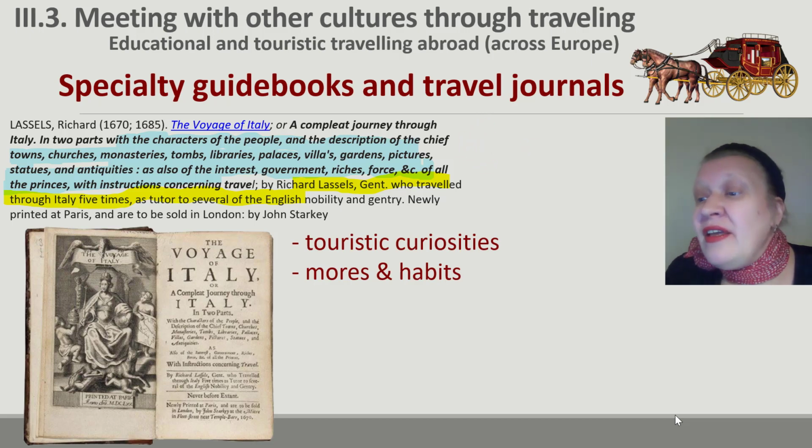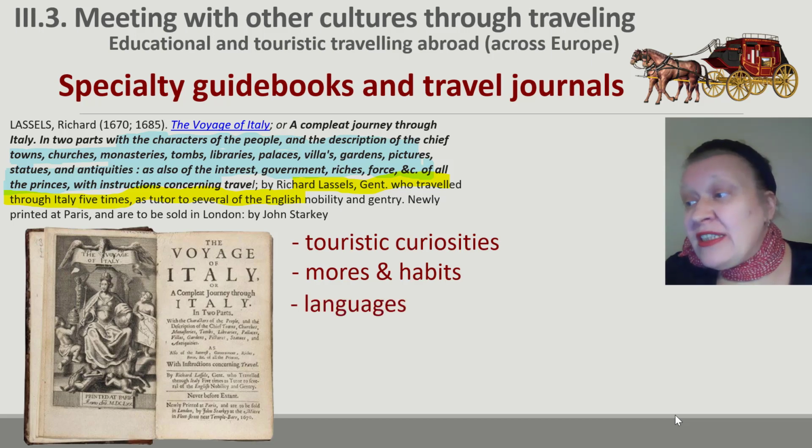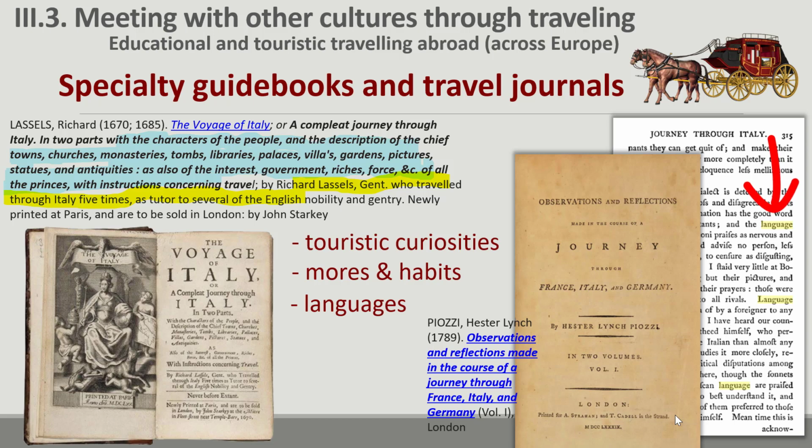Also, in these guidebook and travel journals, we can find remarks about language, like in the book Observations and Reflections Made in the Course of a Journey Through France, Italy, and Germany, published by Lynch Piozzi in 1789, 100 years later than Lascelles' guidebook.